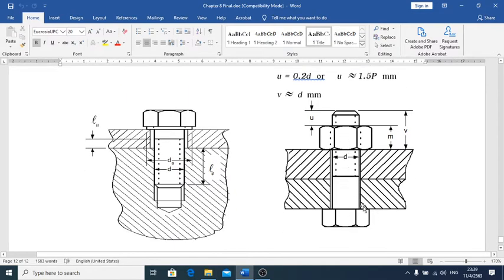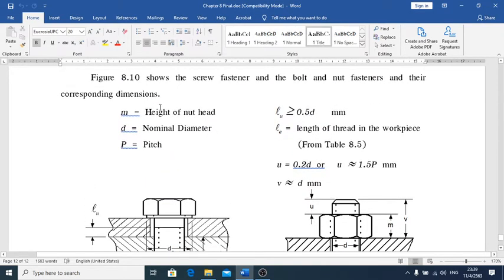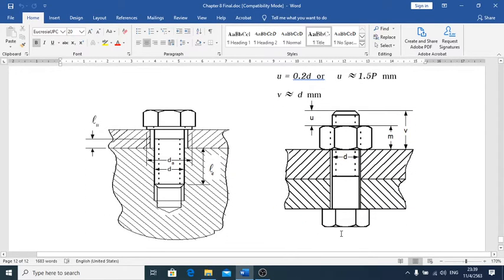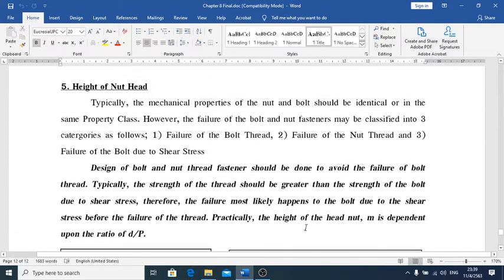For instance, like this one, we have a bolt like that. You have the bolt, and then the nut head is going to be the M shown there. The M shows you the height of the nut head, as shown in figure 8.10 here. The dimensions of the screw, bolts, and nuts are case by case.